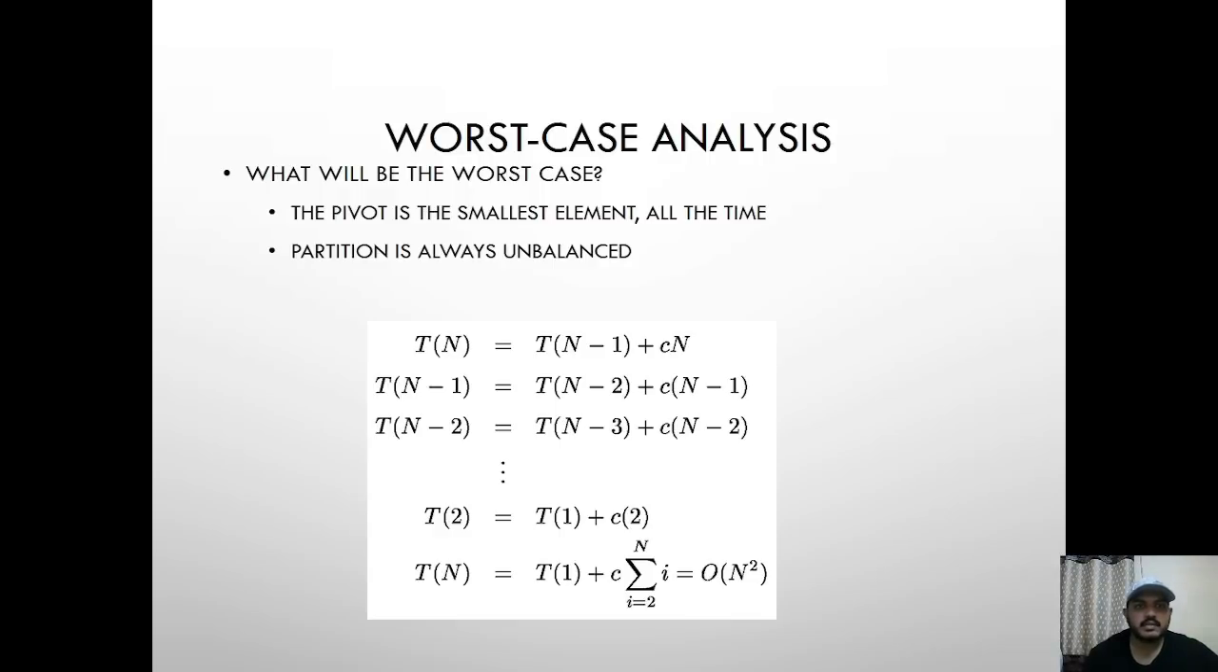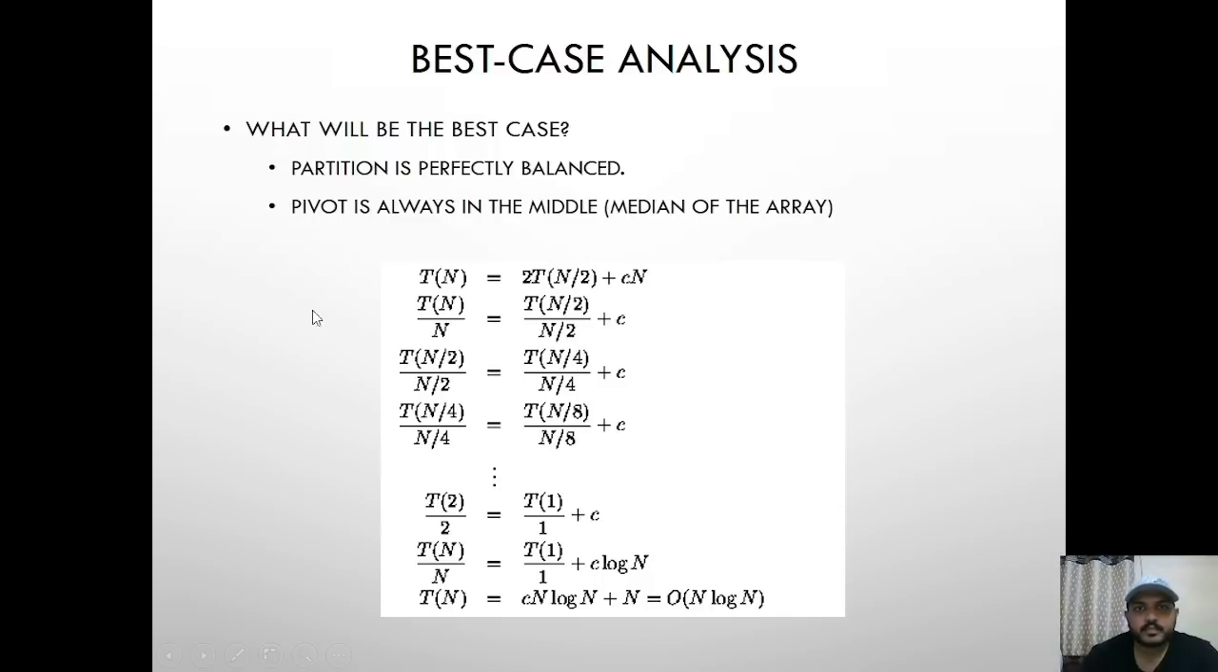The worst case analysis: what will be the worst case? When the pivot is the smallest element all the time, the partition is always unbalanced, as you see here. In the best case, the partition is perfectly balanced, and the pivot is always in the middle, as you see here.